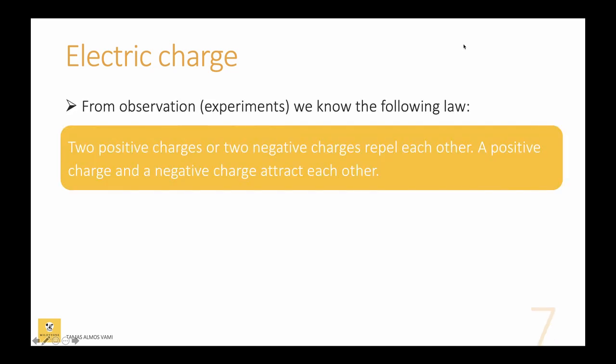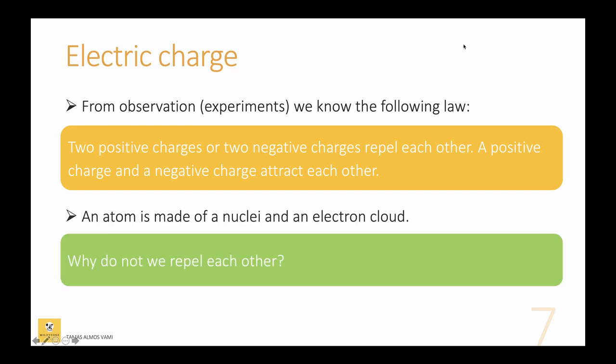From observations, by doing a lot of experiments, we know that two positive charges, or incidentally two negative charges, repel each other, while when you have a positive charge and a negative charge, they attract each other. You could ask why that's so. That leads far. Let's just say that we know this from experiments.